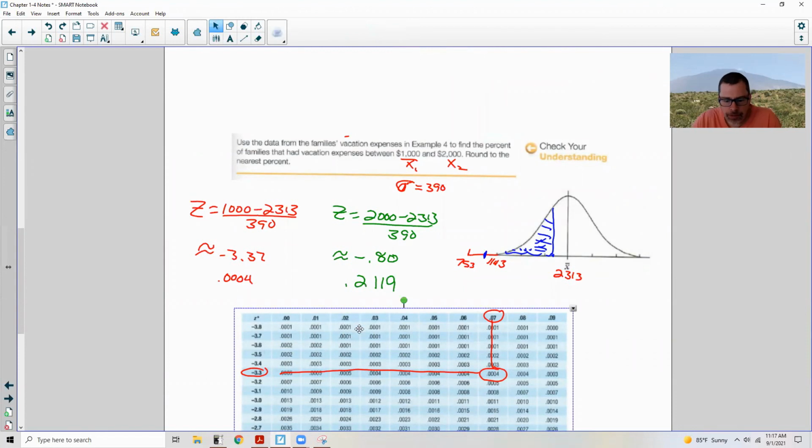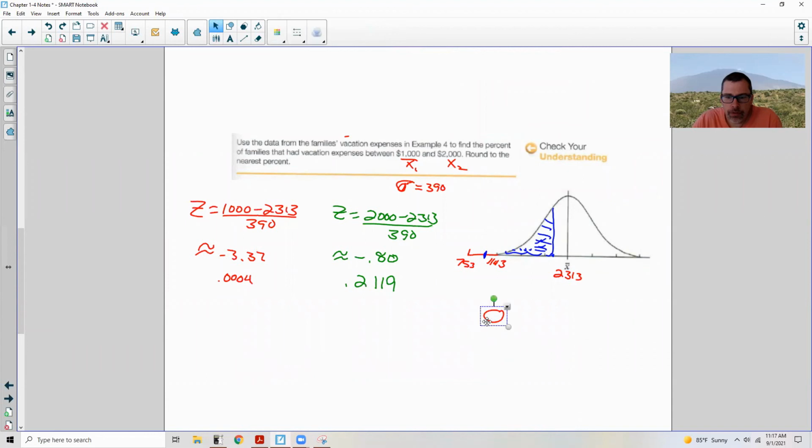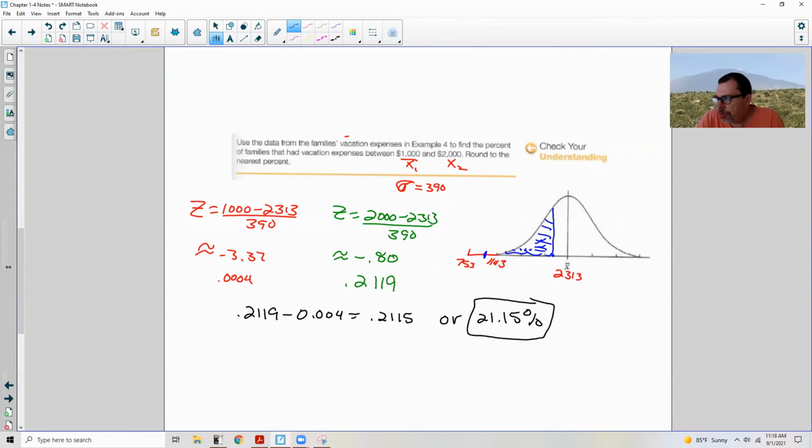So what I know is 0.2119 is everything to the left of this line, and 0.0004 is everything to the left of this line. I don't want to count them twice. So to answer this question, I say 0.2119 minus 0.0004 equals 0.2115, or 21.15% of the population that were asked, the percent of families that had a vacation between $1,000 and $2,000. Okay, so there's that one.